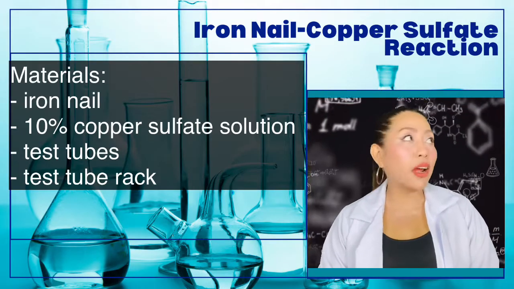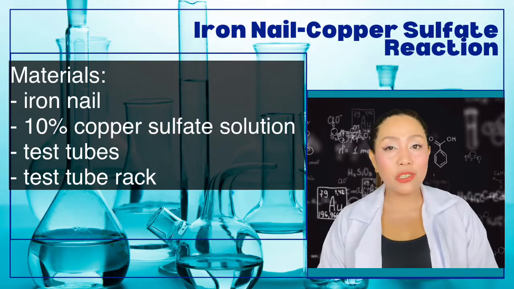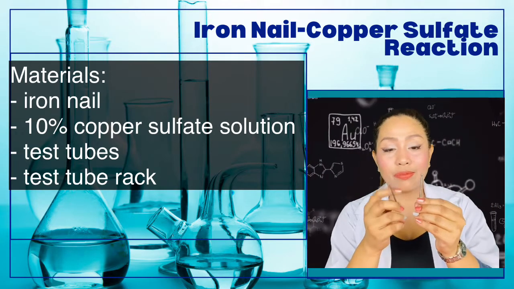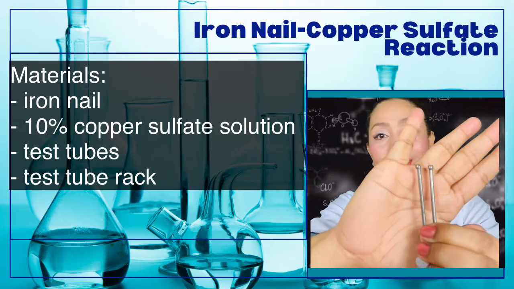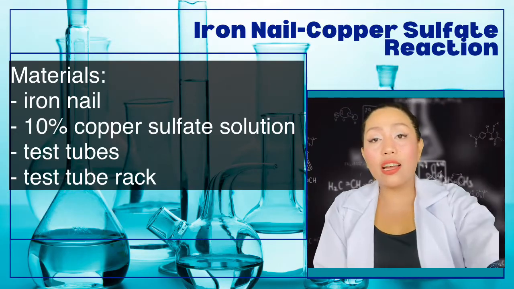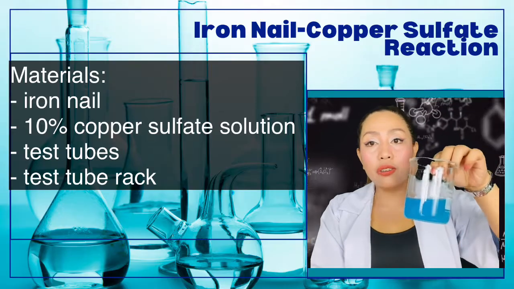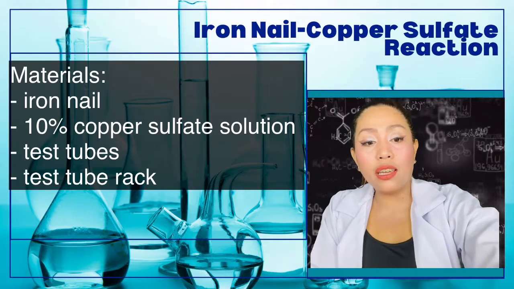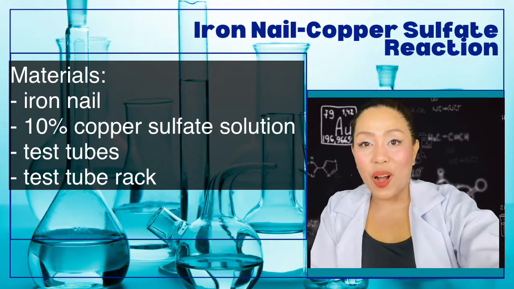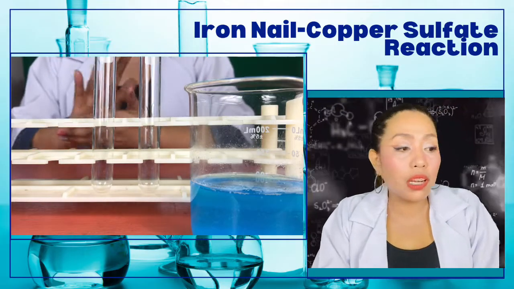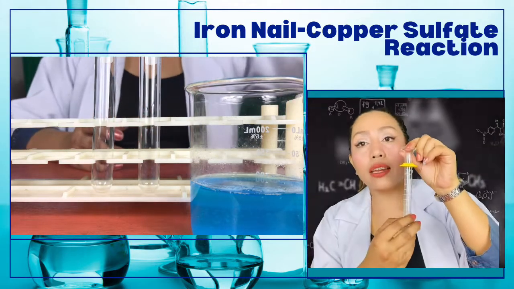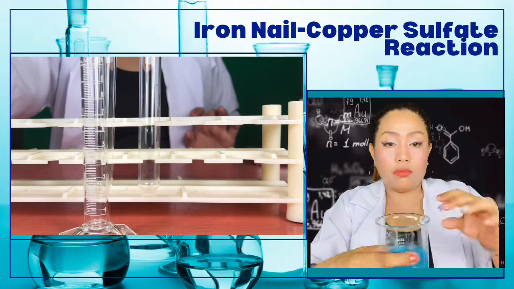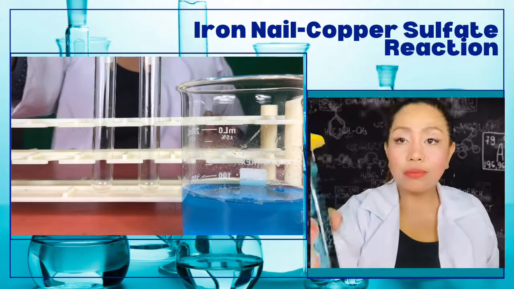Alright, so our first experiment is entitled Iron Nail Copper Sulfate Reaction. We will be needing iron nails, and of course the solution that we prepared a while ago, the 10% copper sulfate solution. And also we will be needing test tubes and a test tube rack. For our procedure, we will be filling one of our test tubes with 10 ml of copper sulfate solution. So here it is now.